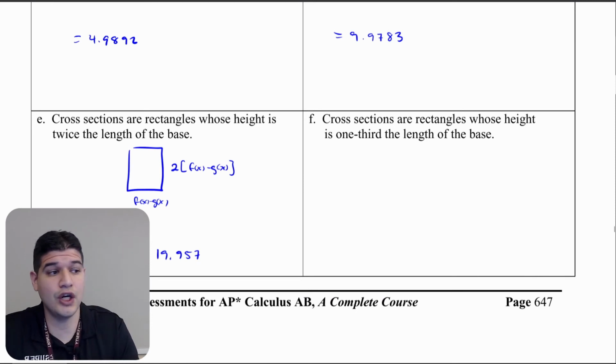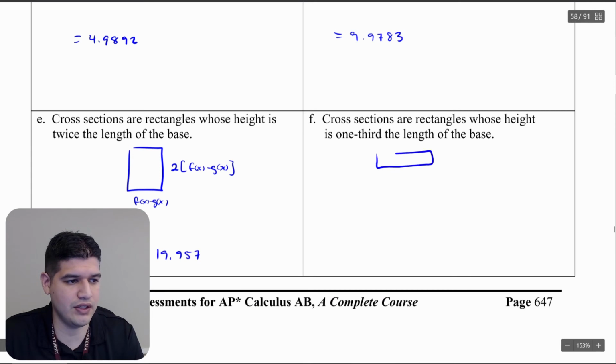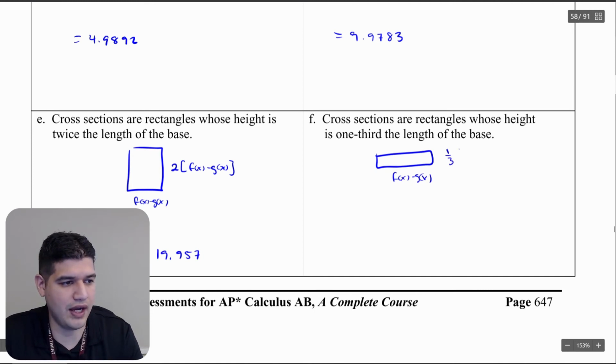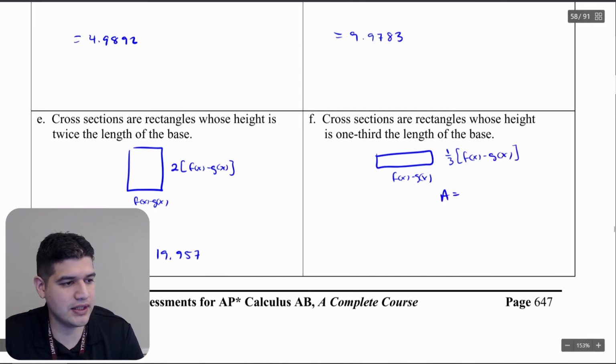Now, in a similar vein, in our last question, we know that the cross sections are going to be rectangles whose height is 1/3 the length of the base, so something like this. So we have our base here, again, f of x minus g of x, and we know that the height is going to be 1/3 of that, f of x minus g of x. So in terms of the area here, well, we know that the area is going to be 1/3 times f of x minus g of x all squared.